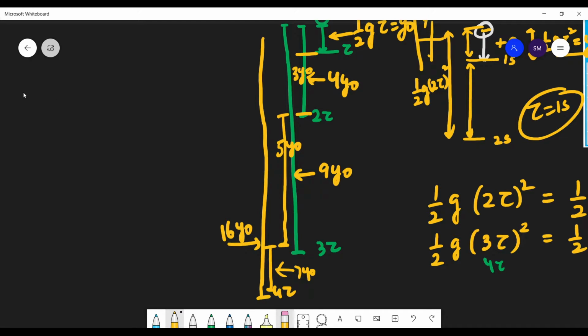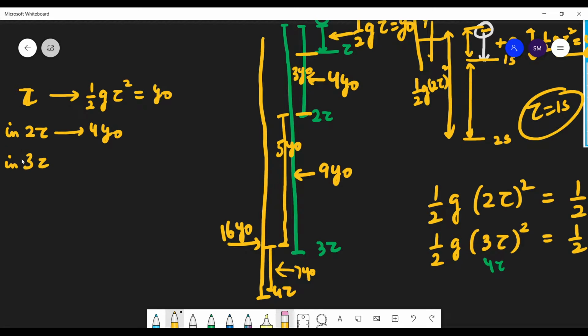In tau, a particular time, tau is any particular time you can take. In 1 tau, the distance traveled was half g tau square that you have taken as y naught. In 2 tau, we have calculated 4y naught. In 3 tau, the distance traveled was 9y naught. In 4 tau, the distance traveled is 16y naught. Can you tell me how much will be the distance traveled in 5 tau?